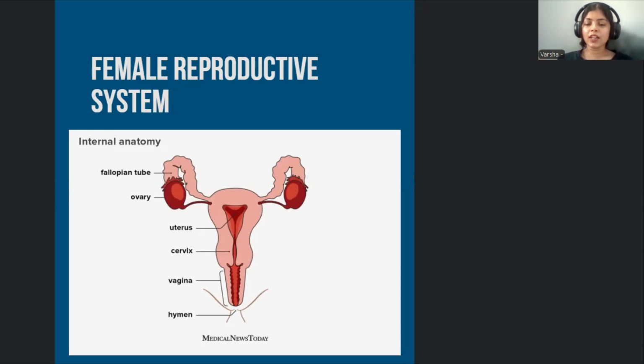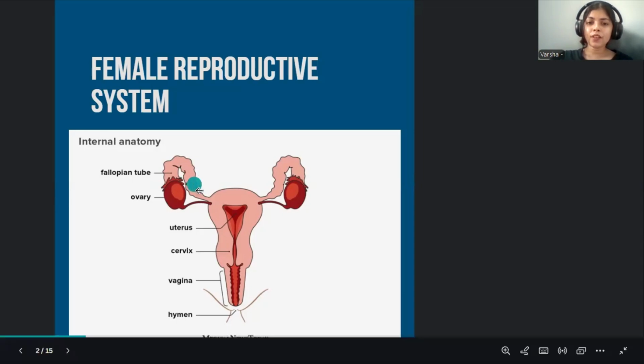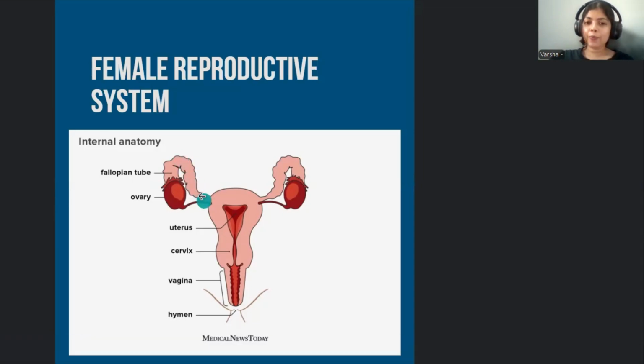Now, first, let's look at the complete system. Don't try to memorize parts individually, just try to understand the flow. Ovary produces ovum. Ovum enters the fallopian tube. Fertilization happens here in the fallopian tube. Then the embryo moves to the uterus and implantation occurs. Always think in this flow. This makes the chapter even easier.